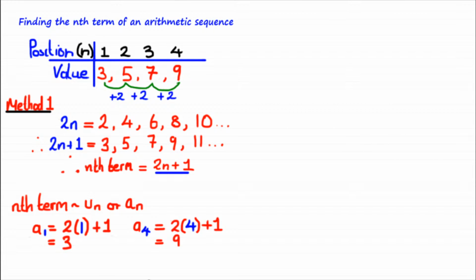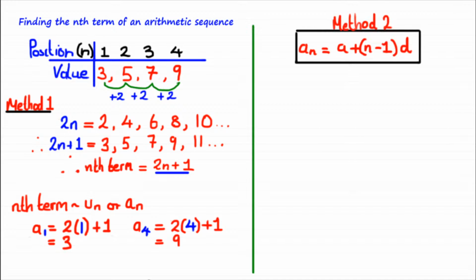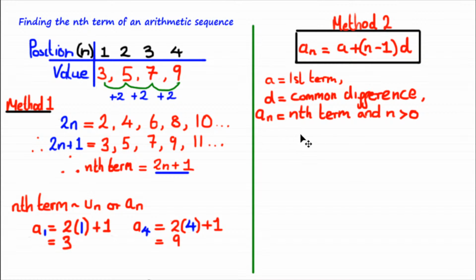Here's the second method, which I particularly prefer because I remember it a lot. When teaching the A-level students, they should be very familiar with this formula, which is the formula for the nth term of an arithmetic sequence, where a is the first term, d is the common difference, and n is the position of the term, where again, as mentioned before, n has to be a positive integer greater than 0.